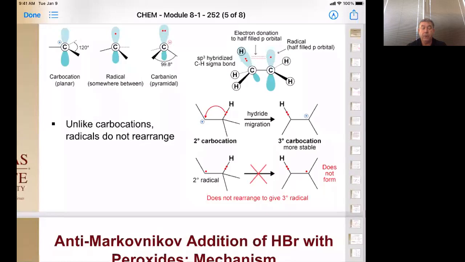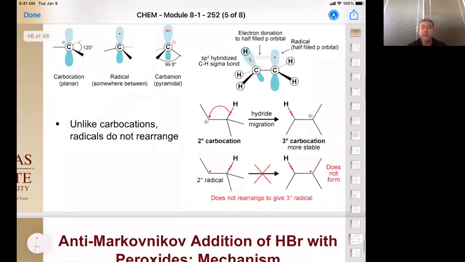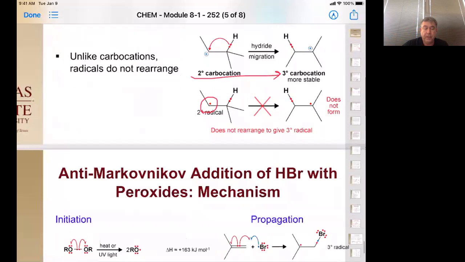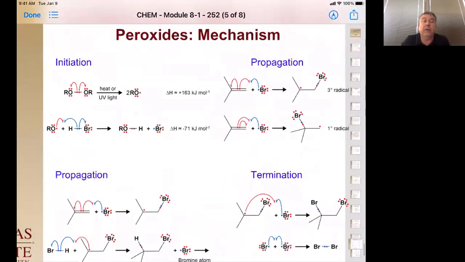So if we formed a secondary carbocation, it'll immediately do a 1,2 hydride shift and give us our tertiary carbocation. However, if we form our radical on our secondary center, it stays on our secondary center, which means that radical then will react with something in the solution to give us our secondary product. Okay, so what does that mean for hydrobromination? Why is it anti-Markovnikov? Well, let's look at the mechanism. In the case of all radical reactions, the first thing that has to happen is what we call initiation.